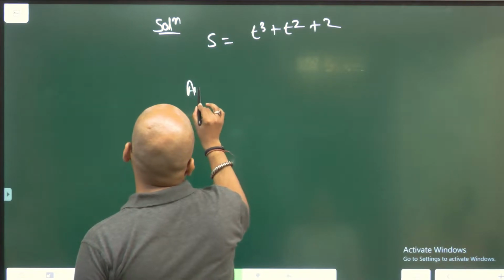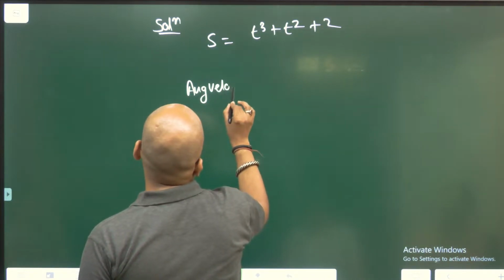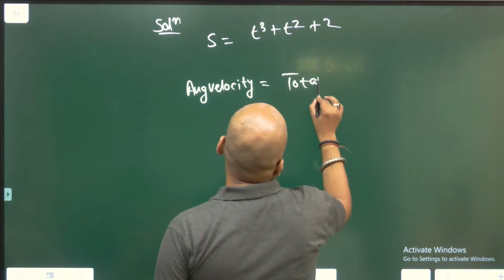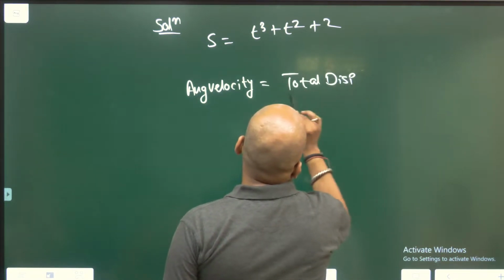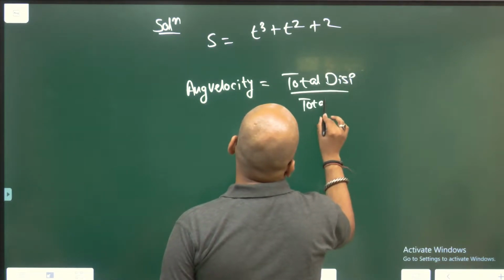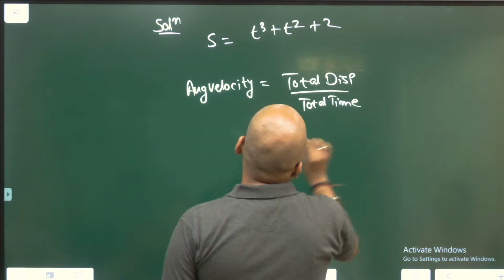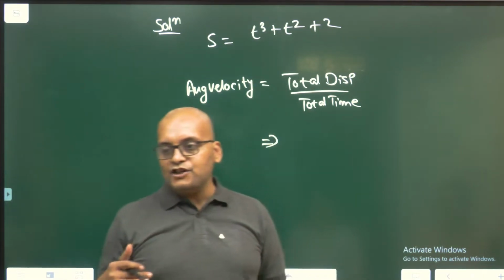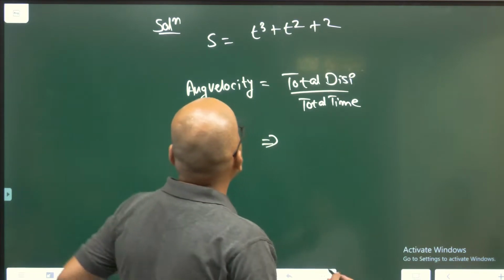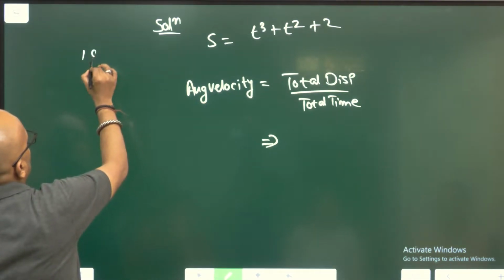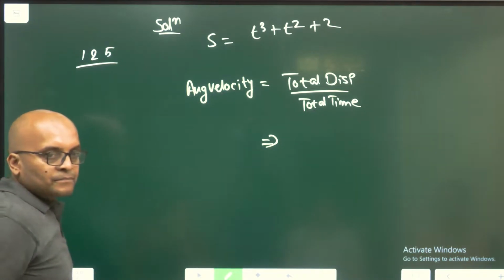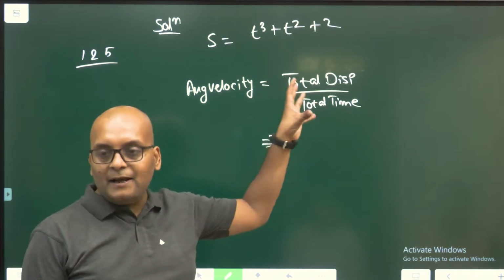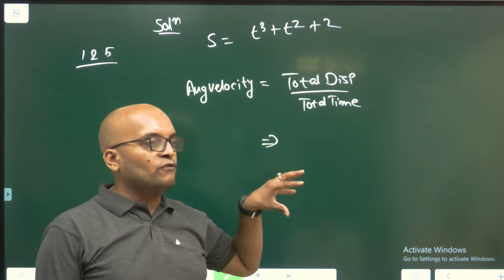Okay. So average velocity is equal to total displacement upon total time. Yes or no? What is displacement? The formula of displacement is final minus initial. Yes or no? So it is saying that you have to calculate average velocity between 1 and 5 seconds. So in place of t, first you will put 5. That will be the final position or final displacement of the body.